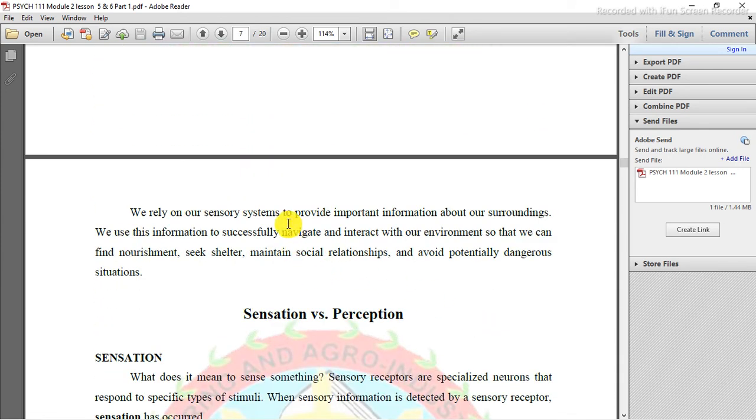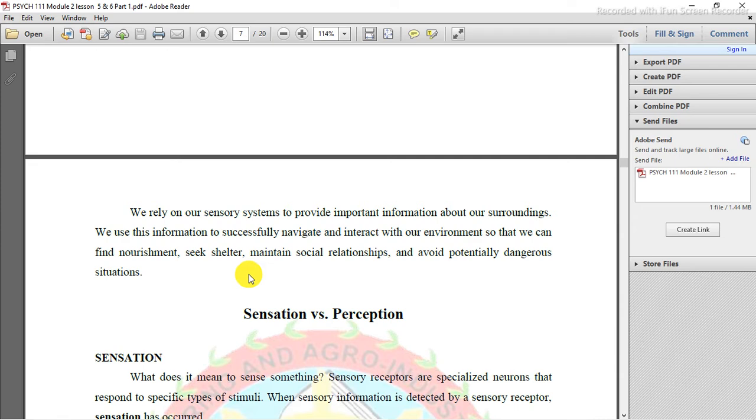We rely on the sensory system to provide important information about our surroundings. We use this information to successfully navigate and interact with our environment so that we find nourishment, seek shelter, maintain social relationships, and avoid potential dangers.